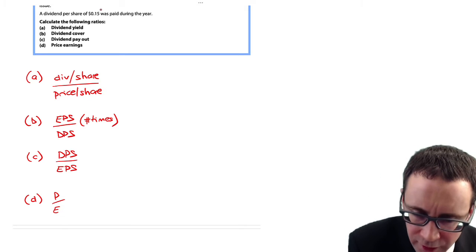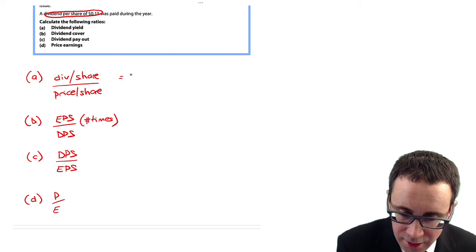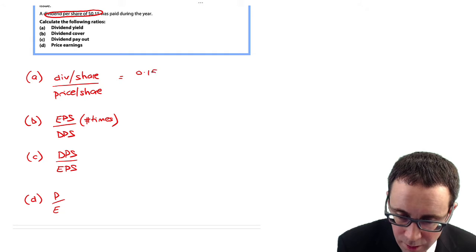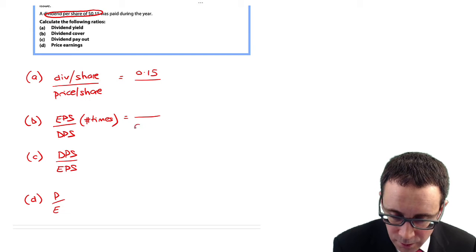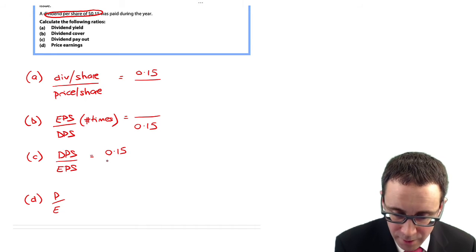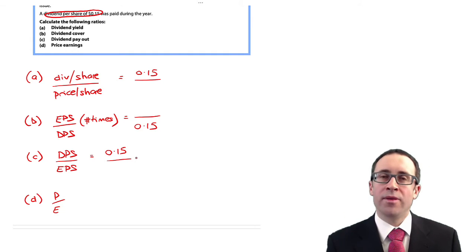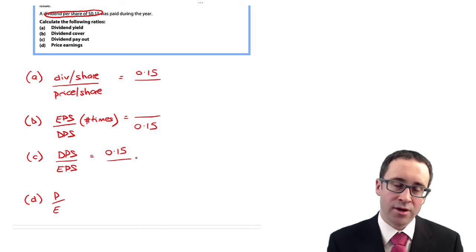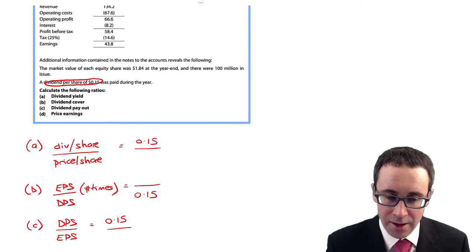Excellent. Well, there's a useful figure at the top to start off with. Dividend per share is 15 cents, so that's going to be useful in part A, also in part B, and also in part C. It has no relevance at all to part D. It's going to be quite a challenge remembering these formulae, because there's a lot to remember in terms of whether it's your dividend divided by your price, your earnings divided by your dividend, or your dividend divided by your earnings.